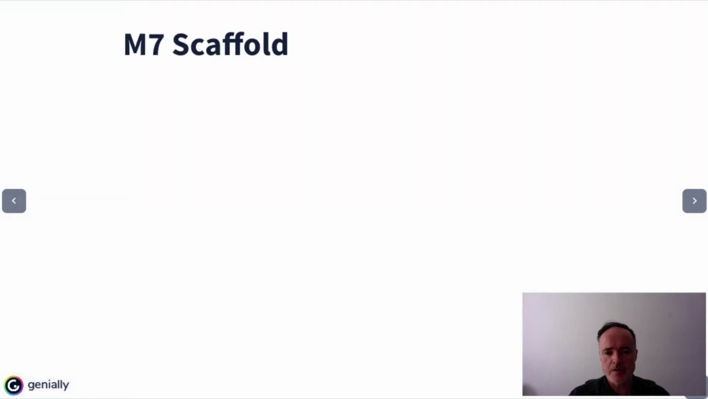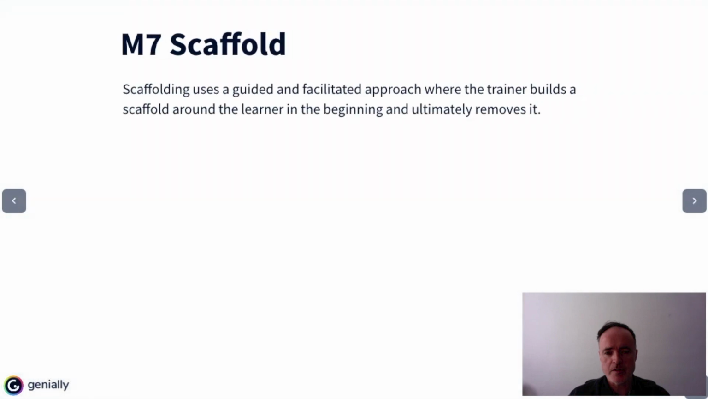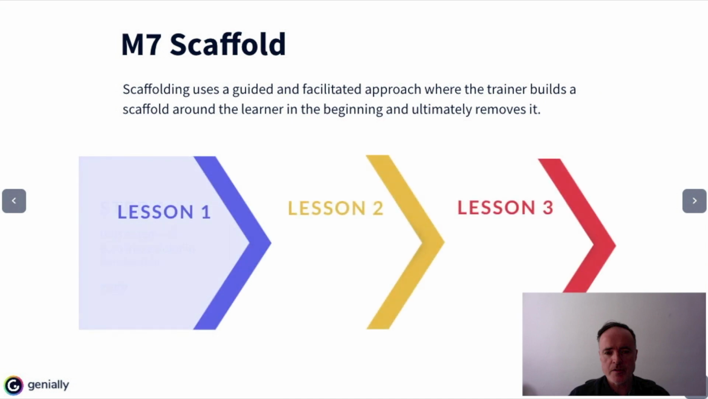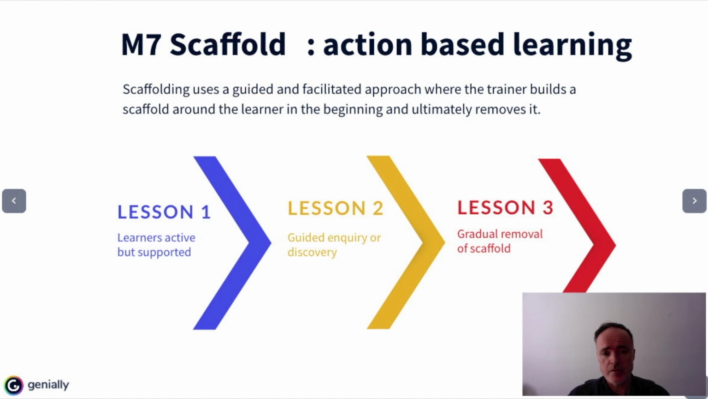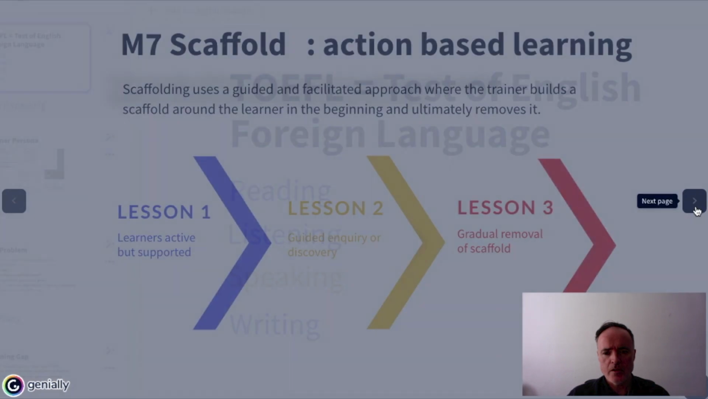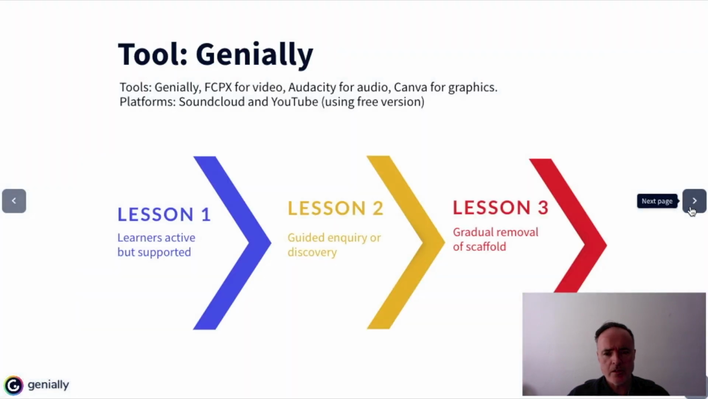Looking at the Module 7 scaffold, you can see that with the first lesson, learners are active but supported, with lots of examples and lots of action-based activity. In the second lesson, there's guided inquiry and discovery, self-analysis. And with the third lesson, there's the removal of the scaffold as the student reaches more autonomy. All of this is designed for action-based learning. So what does this look like? Well, I used the tool Genially to produce this first document.